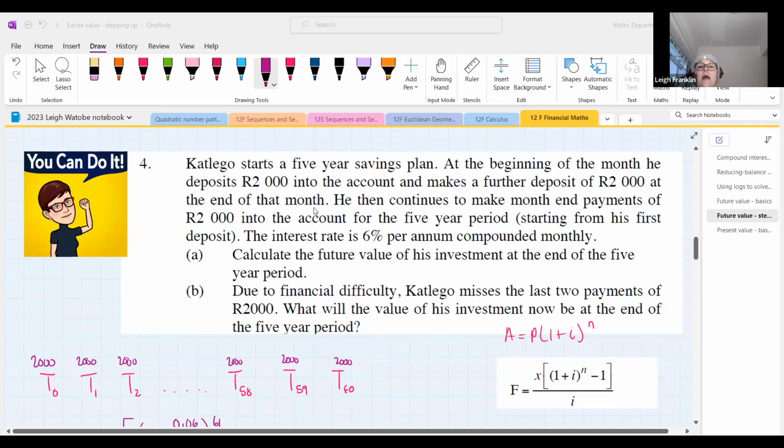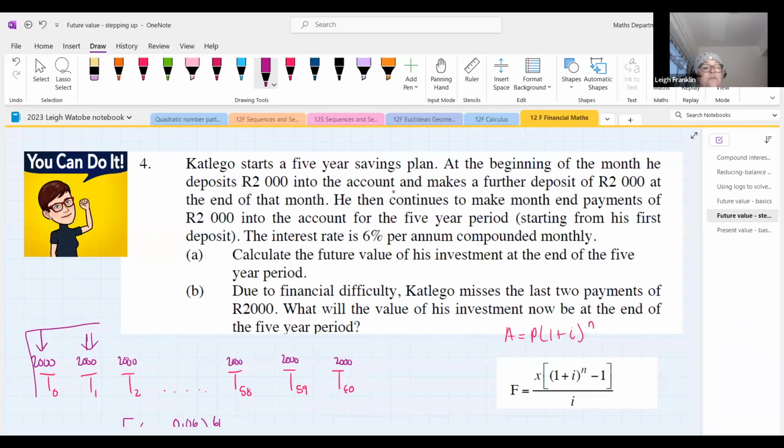Let's look, okay? Katlejo starts a 5-year savings plan. At the beginning of the month, he deposits 2,000 Rand into the account. So that's this here at T0. And then makes a further deposit of 2,000 Rand at the end of that month. So here, that's this one. So this is the first month. This is the beginning, where he deposits the 2,000 at T0. And then at the end of the first month, that's T1, he deposits another 2,000. So that means that in the first month, he deposits 4,000 Rand. 2,000 at the beginning, 2,000 at the end.